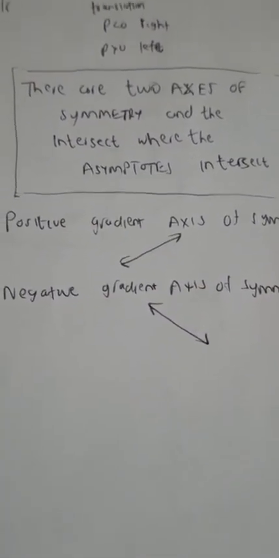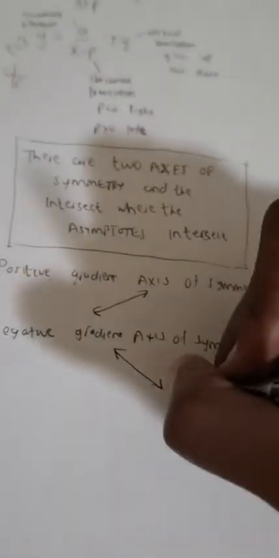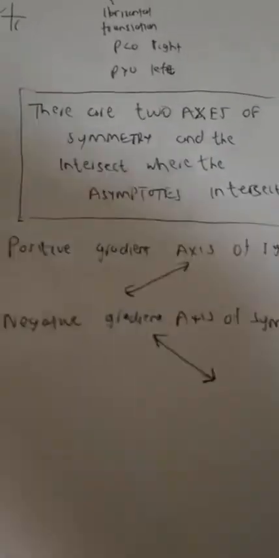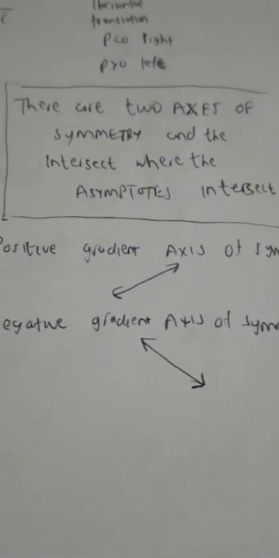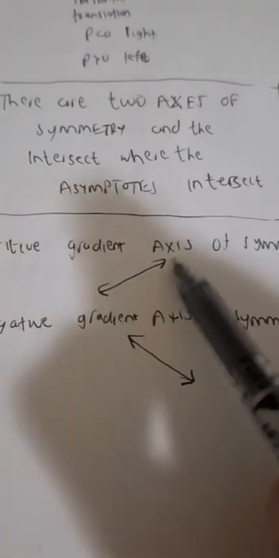Okay, no problem if you haven't. Okay, yeah, so this is very, very sweet, eh? Positive gradient axis of symmetry. All right.